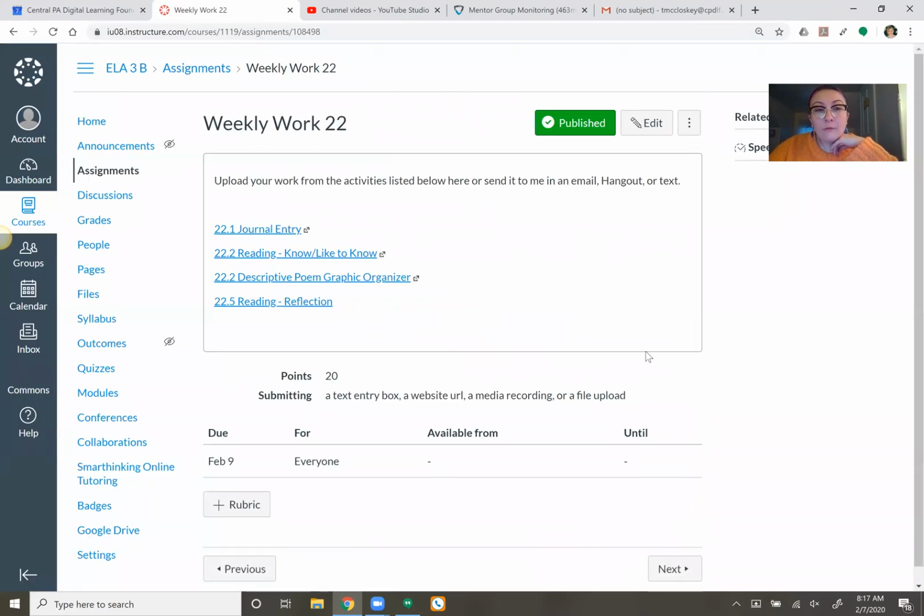There are 4 weekly work assignments. Your journal entry from Monday, your getting ready assignment for reading, what you know, what you would like to know, and your descriptive poem graphic organizer, both from Tuesday, and your reflection from reading for today.